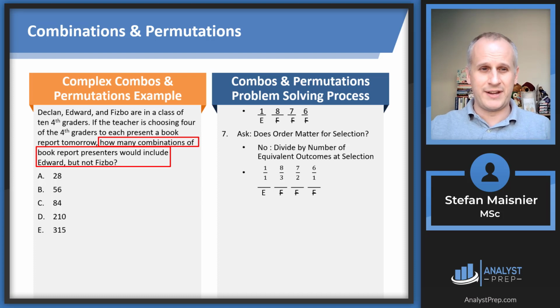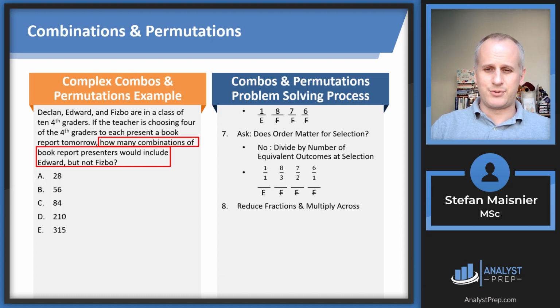You can go into one of the non-Edward spots. Then there are going to be 2 not Fizbo spots after the first not Fizbo spot is filled, and then only 1 not Fizbo spot left after the first 2 not Fizbos have been selected. So we end up with 1 over 1, 8 over 3, 7 over 2, and 6 over 1. Then we just have to reduce our fractions and multiply across. So we recognize that the 3 and 2 in the denominators would cancel with the 6 in the numerator. So all we're left with is 8 times 7, which is 56.